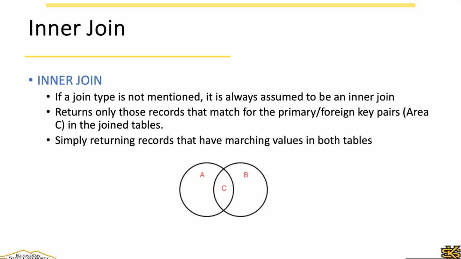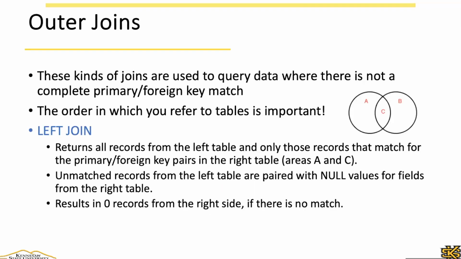Next, we have outer joins, which are typically used when there isn't a complete primary foreign key match, or when you want to include all records from one table, regardless of whether there is a matching record in the other table. This is useful when you need to retain the entire content of one table and only bring matching rows from the other table. There are three types of outer joins: left join, right join, and full outer join.